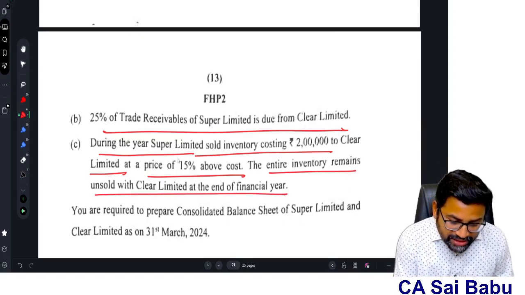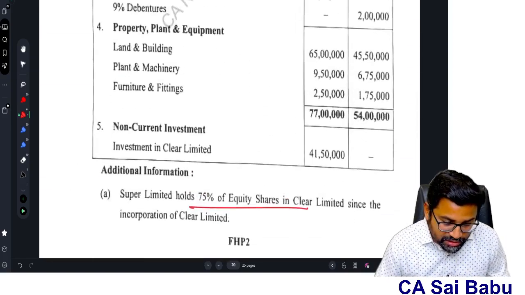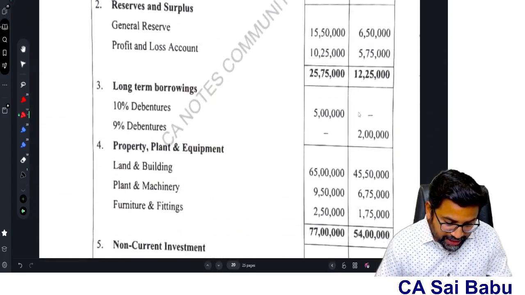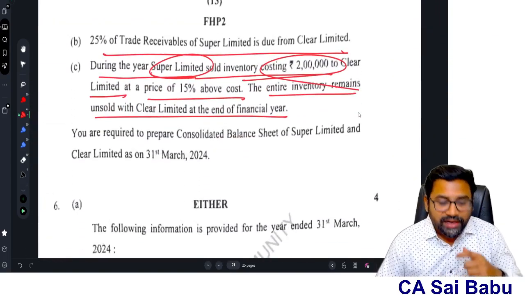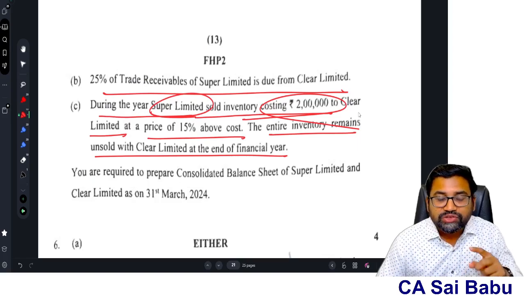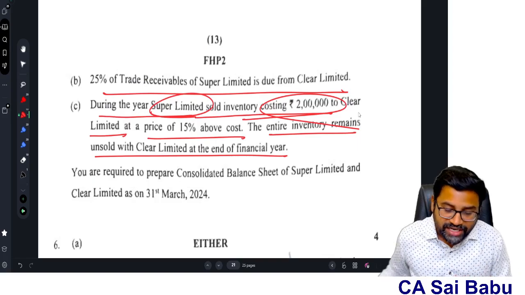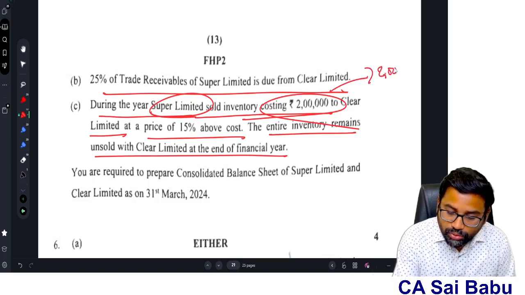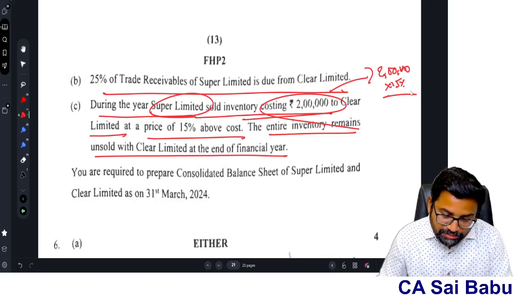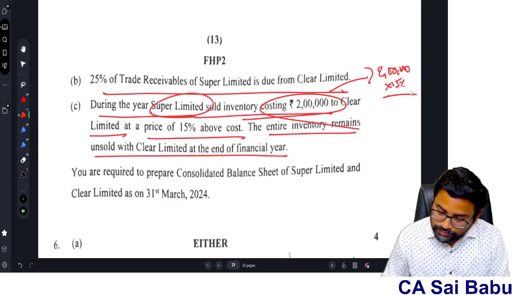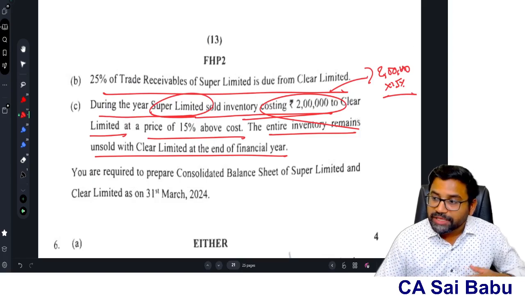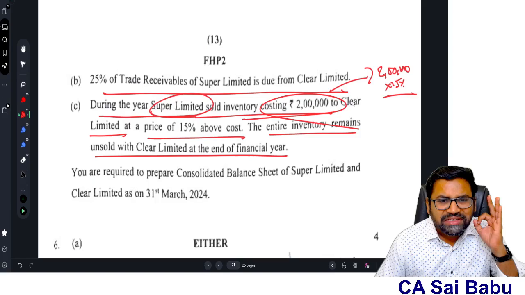So very simple, sir. Here Super Limited sold inventory to Clear Limited. What is Super Limited? Super Limited is the parent entity because it acquired 75%. So when the parent company sold goods to the subsidiary company, what happens? The profit is booked by the parent company. So from the parent company reserves, we need to eliminate this unrealized profit, that is from this 2 lakhs, 15%. At a price of 15% above cost, costing 2 lakhs, therefore 30,000 unrealized profit we need to eliminate from parent company reserves as well as from the stock. I think that is the only adjustment, sir.